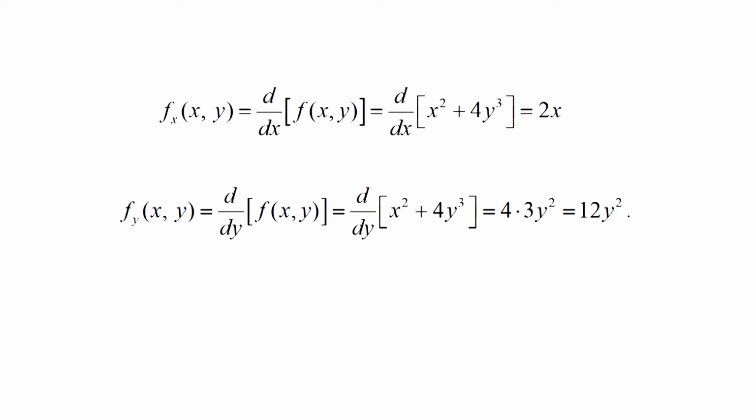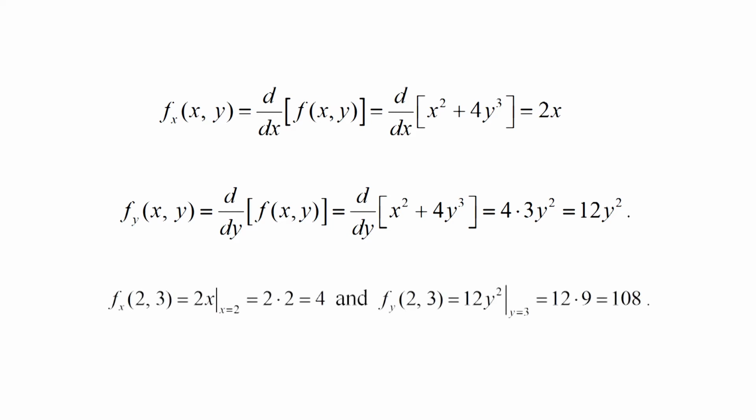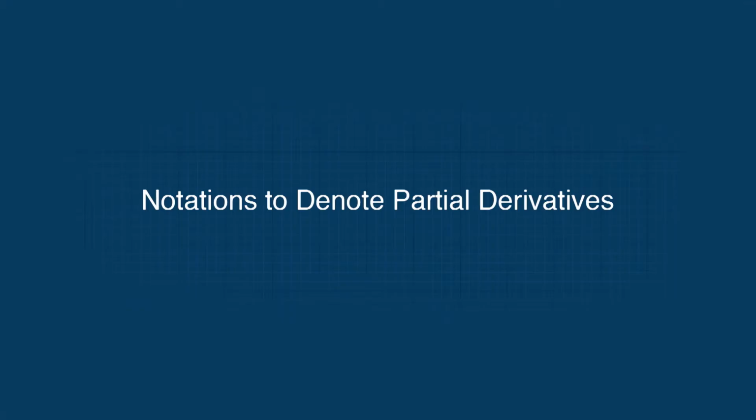Thus, putting x is equal to 2 and y is equal to 3, we obtain f_x(2,3) is equal to 2x evaluated when x is equal to 2, which is equal to 2 times 2 is equal to 4, and f_y(2,3) is equal to 12y² evaluated when y is equal to 3, which is equal to 12 into 9 is equal to 108, as we expected.